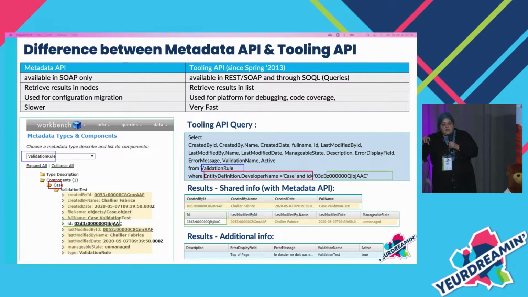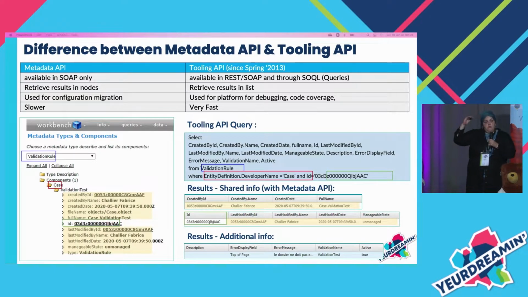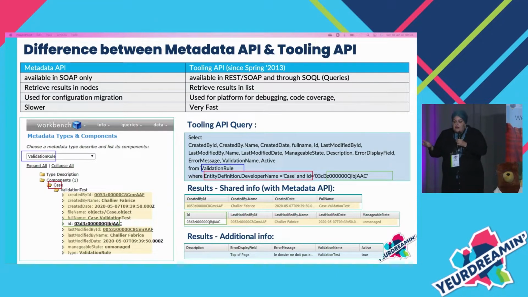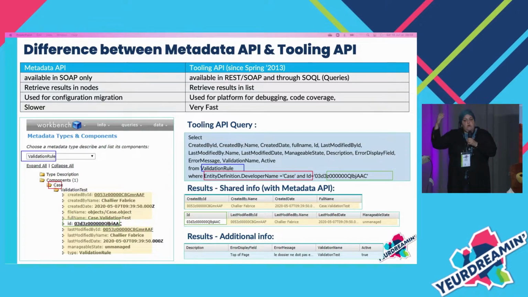Another difference is that for the Metadata API, like you see on the screen, you retrieve the result in a kind of node, so parent and child information. And for the Tooling API, you retrieve everything in kind of a table or list. So it's a flat result that you get.